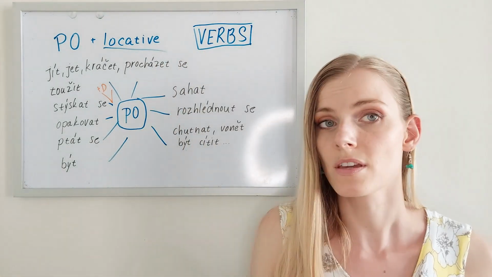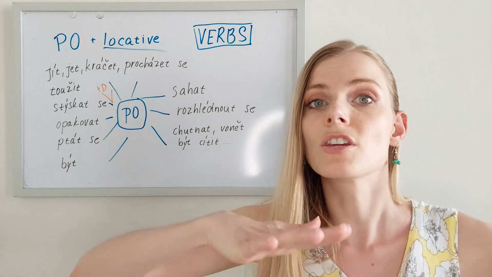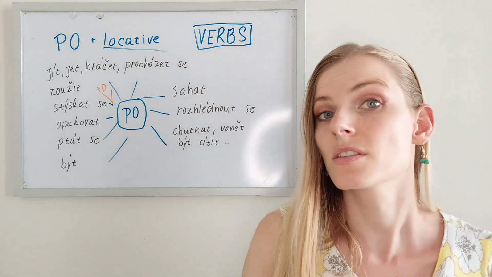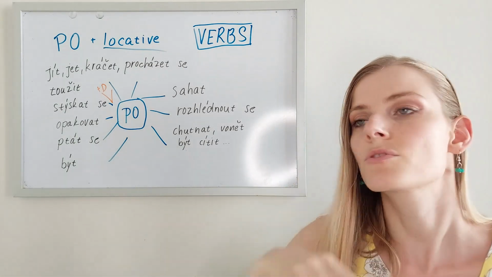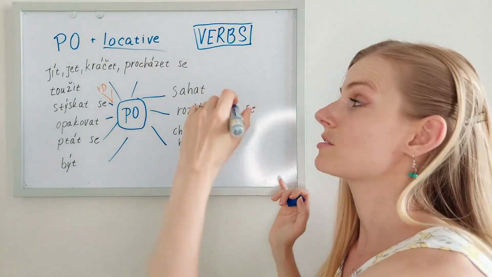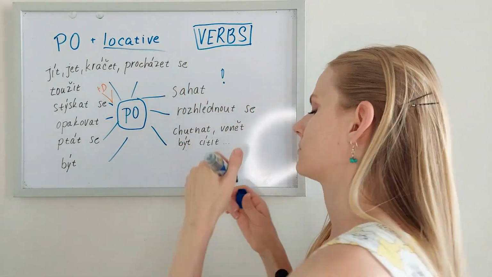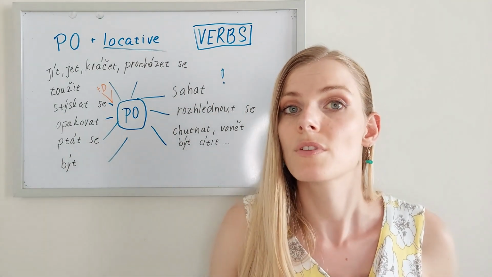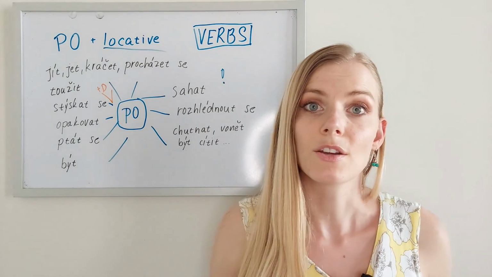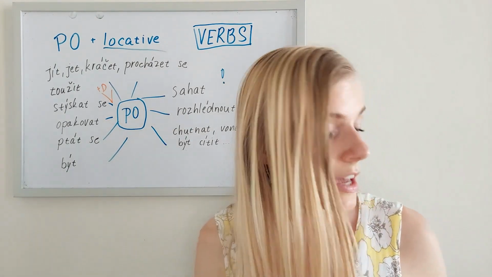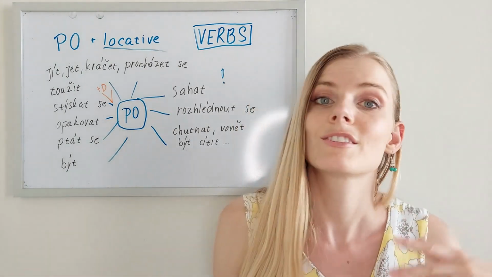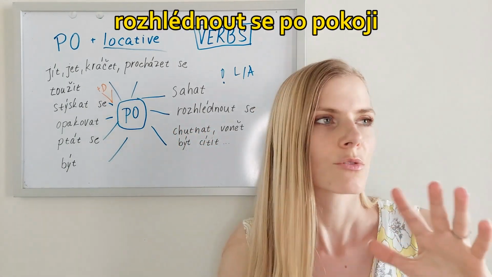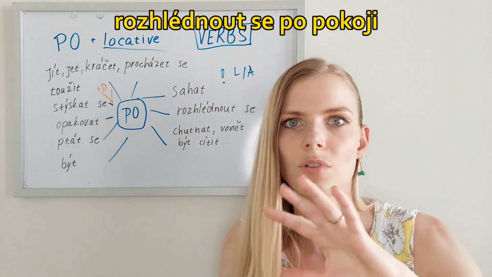Or when you speak about something that was reaching up to a certain point. But actually, when we say that something is reaching up to a certain level, that would be the accusative case, so careful. Voda mi sahá po bradu, brada, po bradu. The water is reaching my chin. That would be the accusative. Sahám po skleničce, I'm reaching for the glass, that's locative. Rozhlédnout se po, to look around. Rozhlédnout se po pokoji, to look around the room.